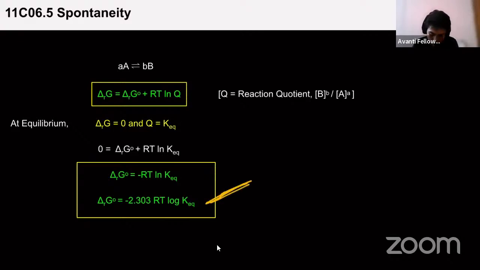Directly, questions will be given here also, where the equilibrium constant will be given, or the concentration of the products and reactants and the number of moles of the products and reactants will be given, so that you can calculate K equilibrium and you can derive the delta G naught, standard Gibbs free energy value.